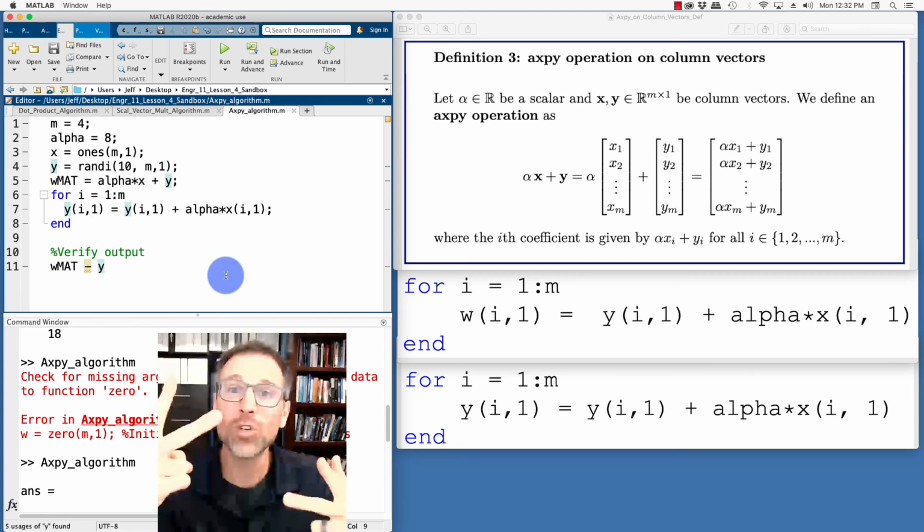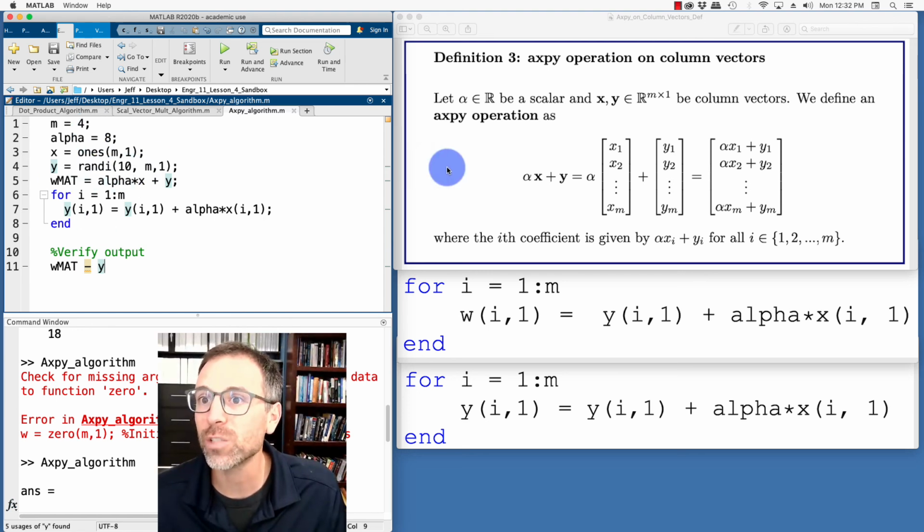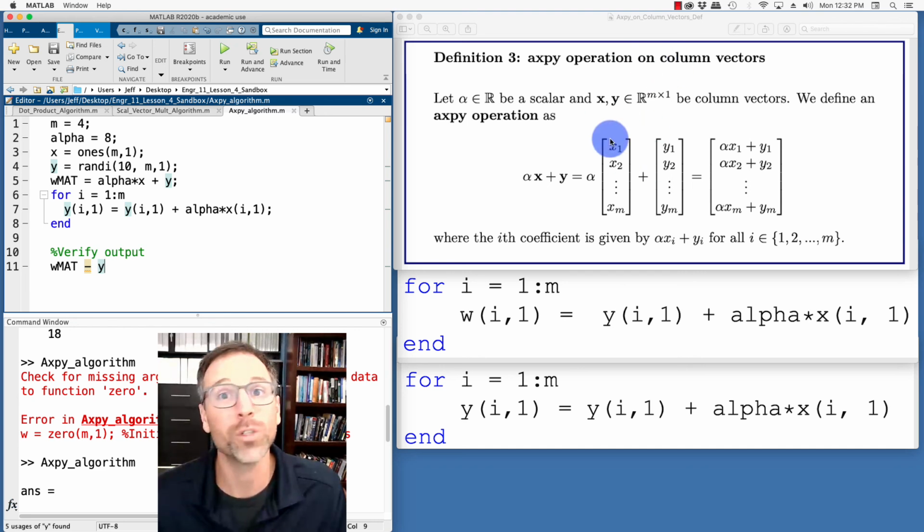With that, I pose two community challenges to you all. Community challenge number 1: how would this code differ if we were looking at axpy operations between row vectors? Here we've done an axpy operation on column vectors. What would you do if it was a row vector? Can you change the mathematical definition and also both of the pieces of pseudocode here?